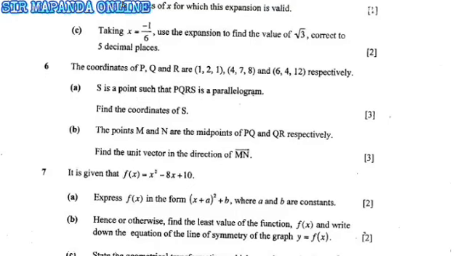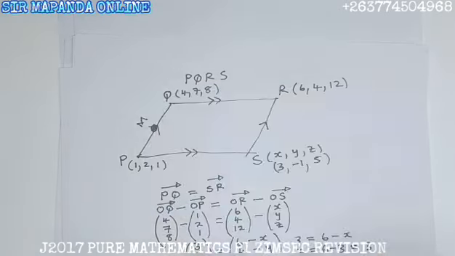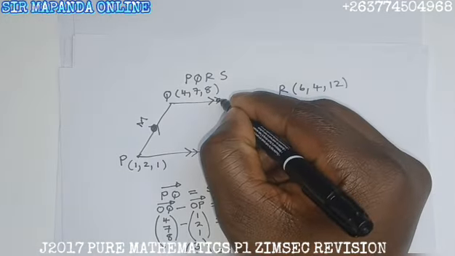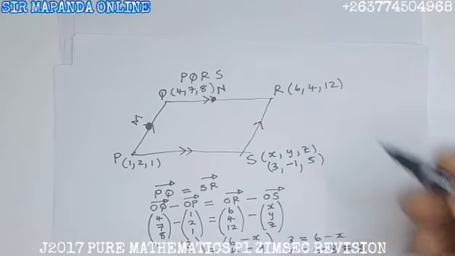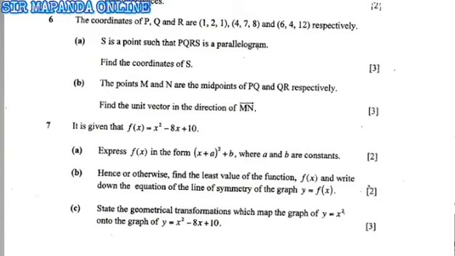Move on to part B of the question. It reads, the points M and N are the midpoints of PQ and QR respectively. So this is M, the midpoint of PQ. Then N is the midpoint of QR. Find the unit vector in the direction of MN.